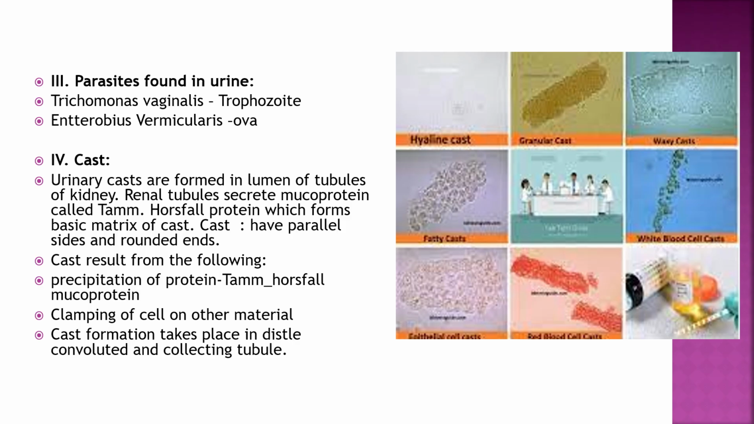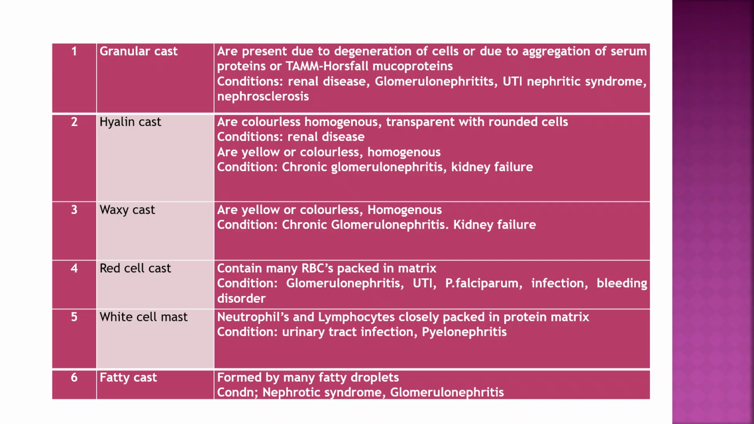Then here you can see the definition of cast: urinary casts are formed in the lumen of the tubules of the kidney, and they are aggregated because of the mucoprotein called Tamm-Horsfall protein. Now next is the cast. The casts are because of the degeneration of the cells or aggregation of the proteins, that is Tamm-Horsfall mucoproteins. So the tubular structures formed in urine are called casts. This tubular shape of the cells or material is because of the shape of the tubules, that is the loop of Henle or proximal convoluted tubule.